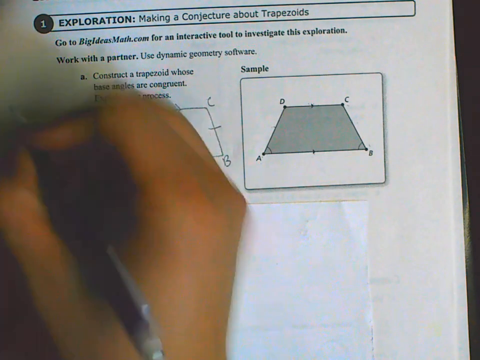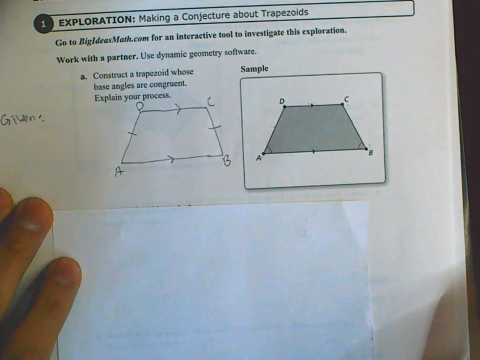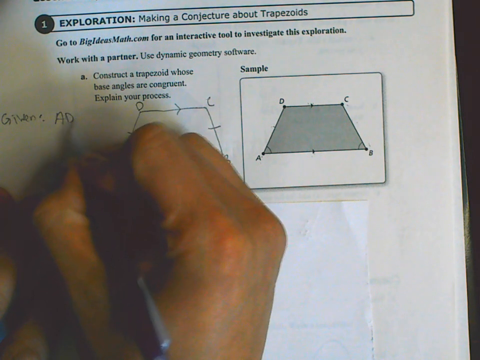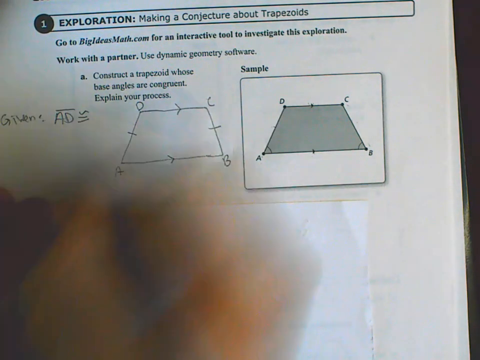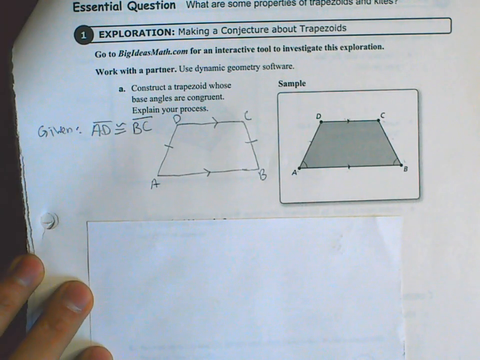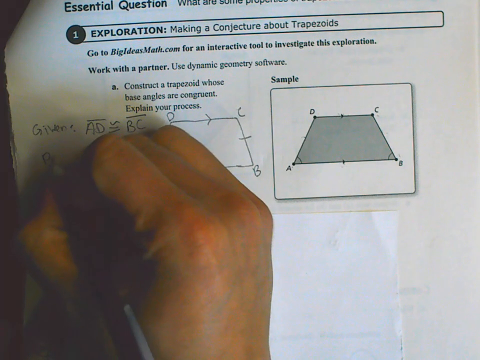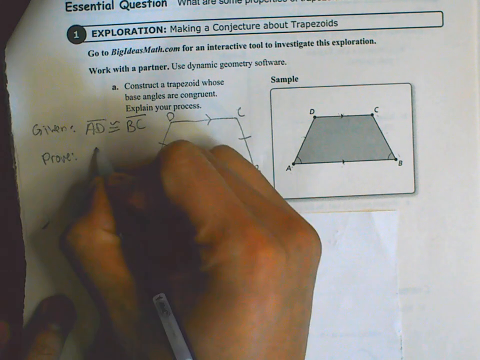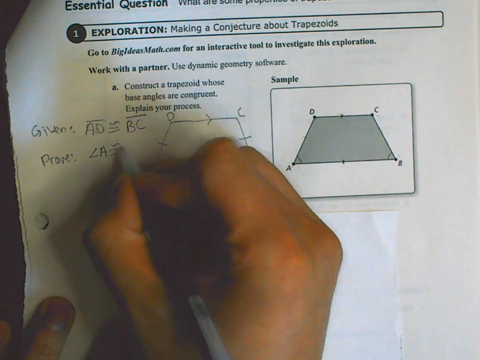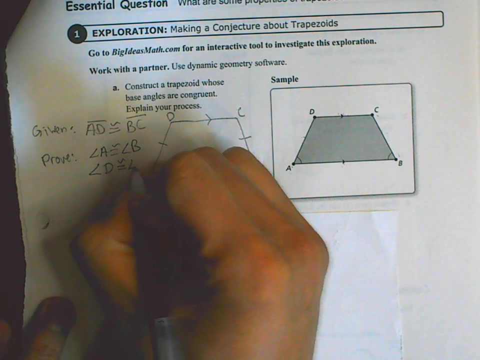Okay, so given that this trapezoid has the following segments congruent, AD congruent to BC, making this an isosceles trapezoid. So if this is an isosceles trapezoid, then the base angles are going to be congruent. So we have to prove that angle A is congruent to angle B and angle D is congruent to angle C.